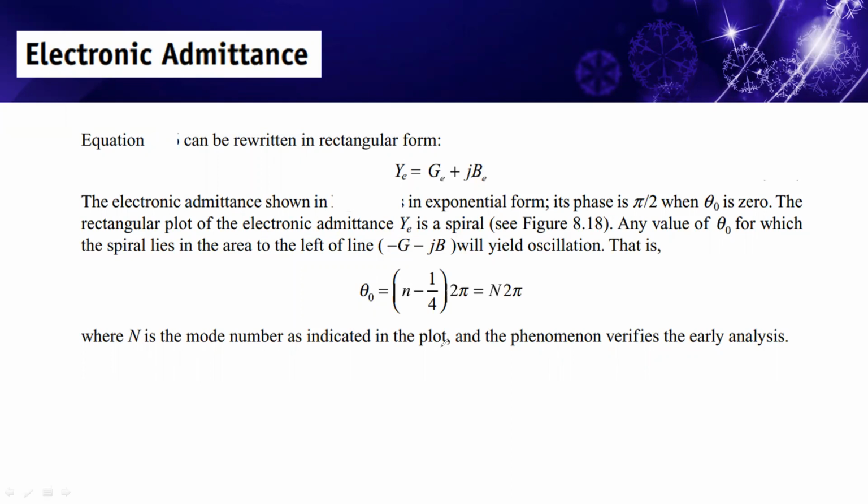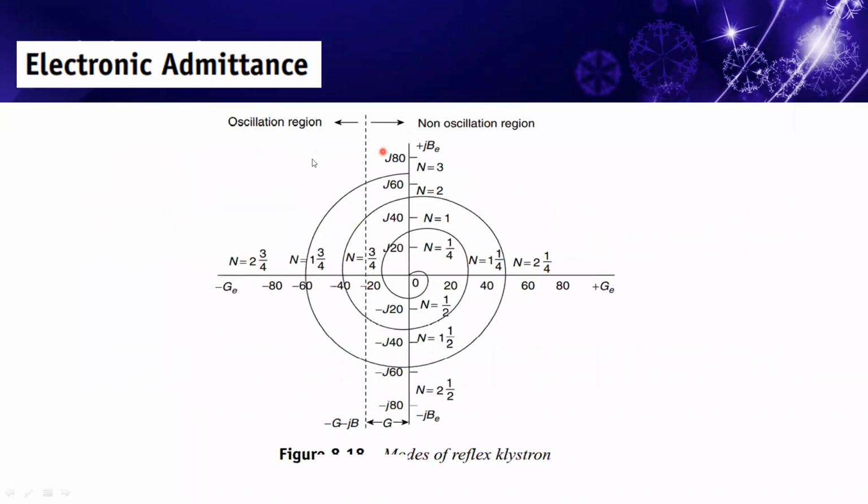So this is valid. This is the valid reason. Practically, the reflex klystron oscillations are possible for n equals 3. So by using all this data, let me plot the rectangular plot for y equals Ge plus jBe. This is the modes. This is the mode for the reflex klystron.